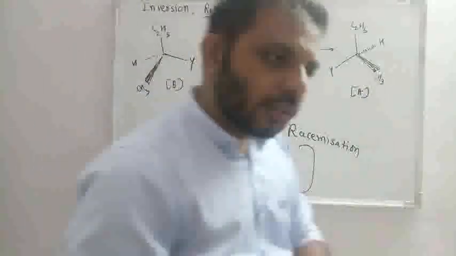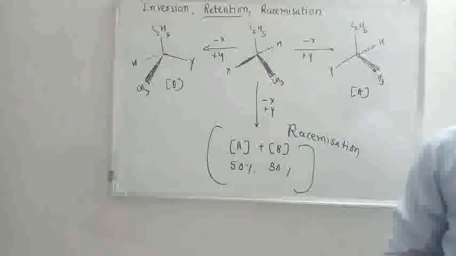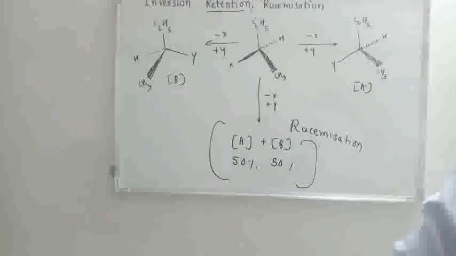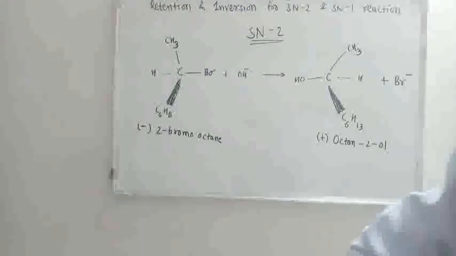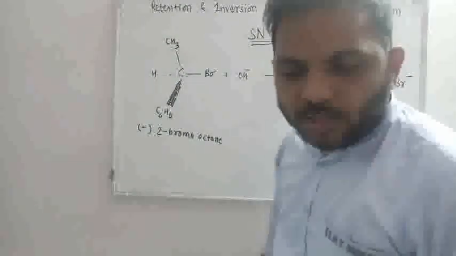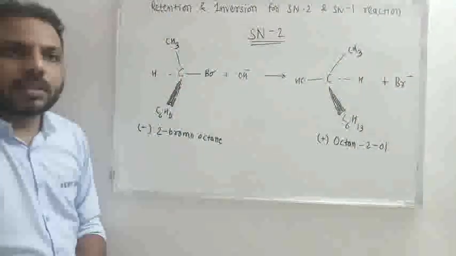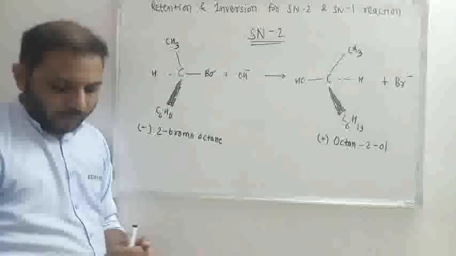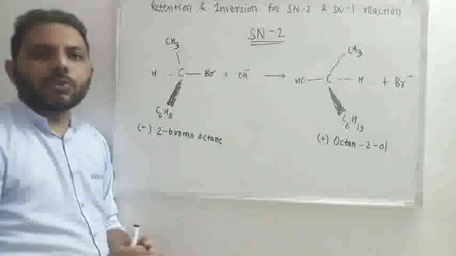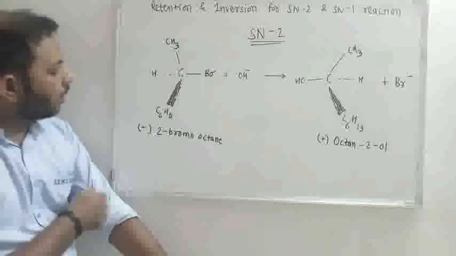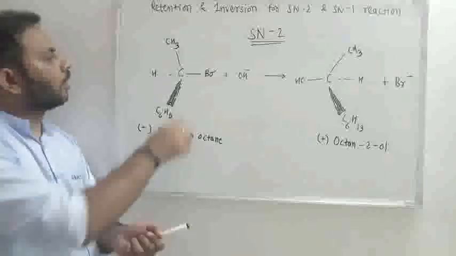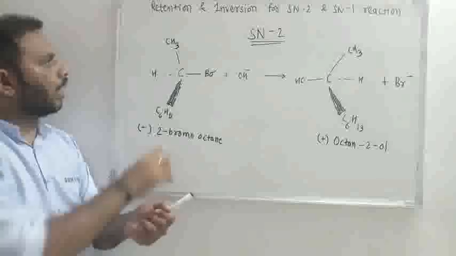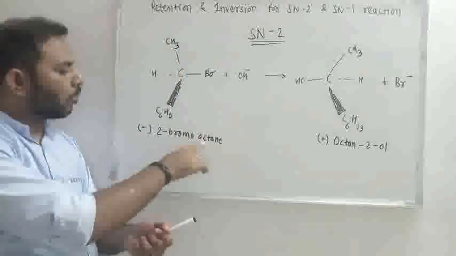Now we'll understand this terminology in the context of SN1 and SN2. So let's discuss this in detail. We are going to discuss inversion and retention in context of SN1 and SN2 reactions. First of all, we will discuss the SN2 reaction. Okay, so we have 2-bromo-octane over here. Bromine is at carbon number 2 and a total of 8 carbons are there. So this is 2-bromo-octane.